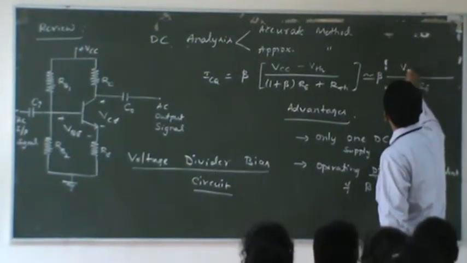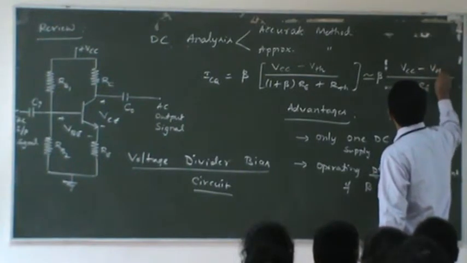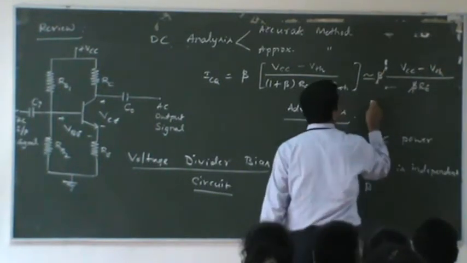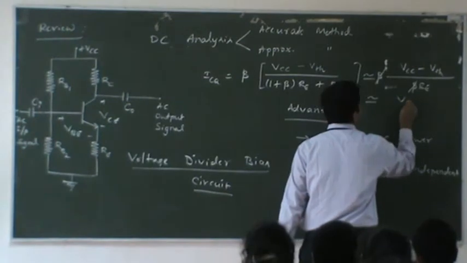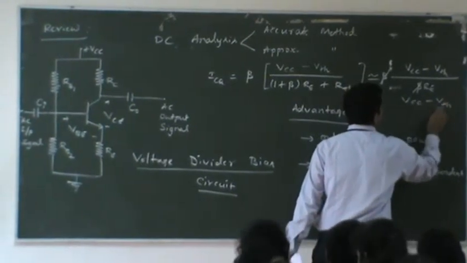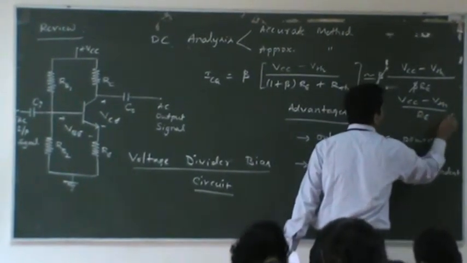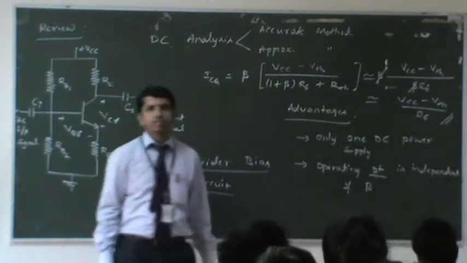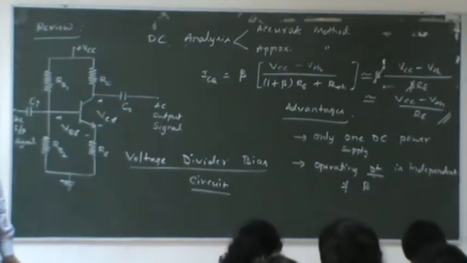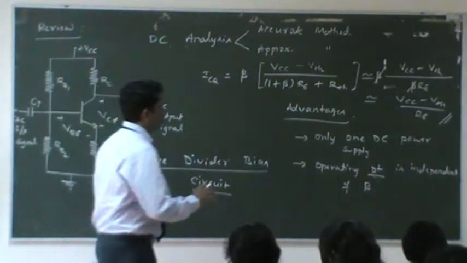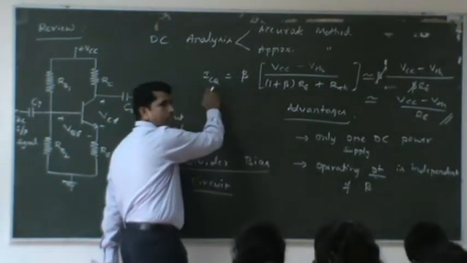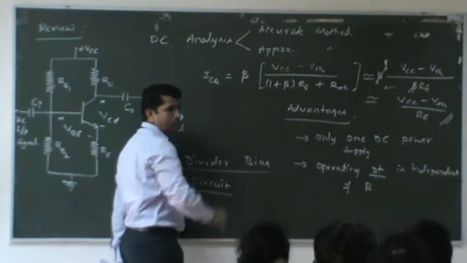What about the numerator? VCC minus V Thevenin. This beta cancels with this beta. So ICQ is approximately equal to VCC minus V Thevenin divided by RE. Is it right? That means beta variation does not affect this result. That's what we showed so far.